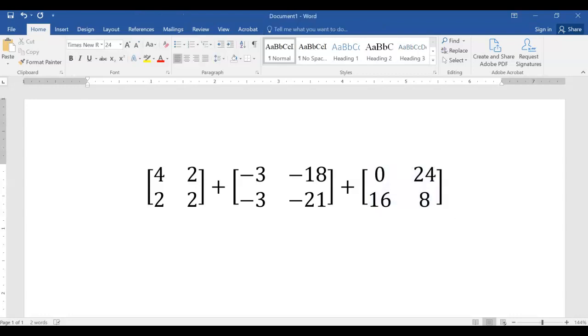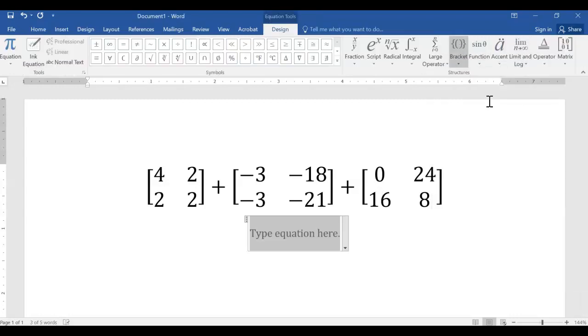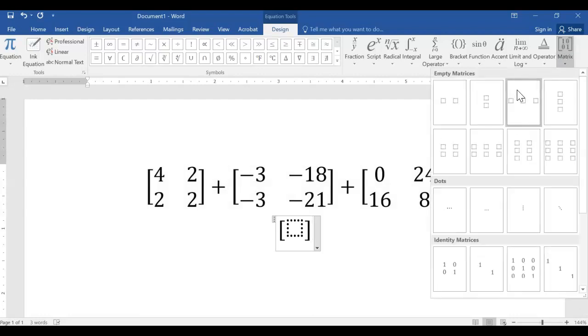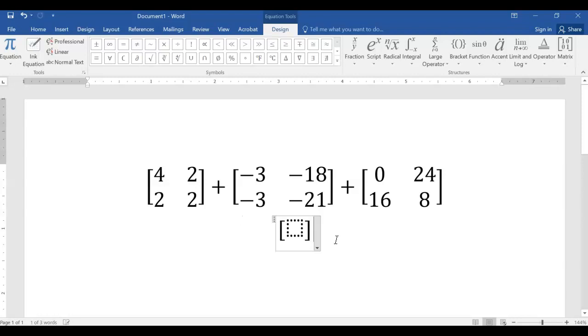And then we can add all these up. Now, nicely, all of these are the same size. So we got a 2 by 2, a 2 by 2, and a 2 by 2. So when you add them up, we just add all of the entries. So that first entry in the first row, first column of 4, first row, first column of negative 3, first row, first column of 0, gives me a 1. 2 minus 18 plus 24 is going to give me an 8. Hopefully I don't make any mistakes here. 2 plus negative 3 plus 16 is 15. And then 2 minus 21 plus 8 is going to be minus 11.